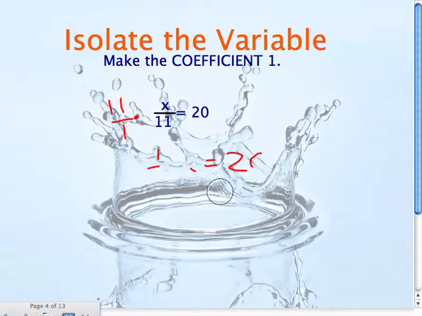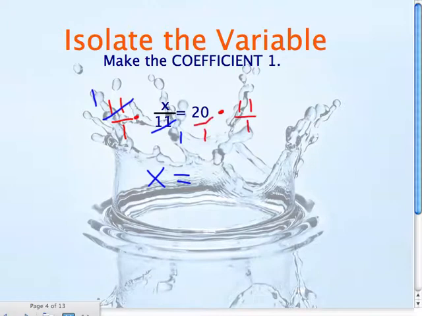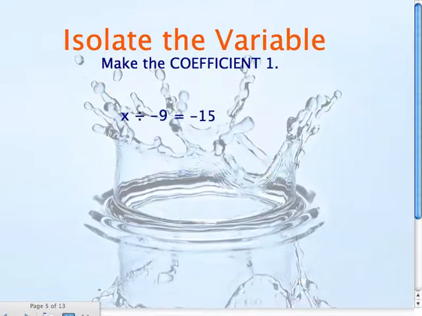Do you see how by doing that, those 11s are going to cancel out? The 11 and the 11 are both going to become 1s, which leaves that x isolated. Okay? And I also want to multiply the other side by 11 over 1, which is really just like multiplying 20 and 11. And I get 220 as my answer. So our whole goal is to isolate that variable, make the coefficient 1, and that makes it isolated.